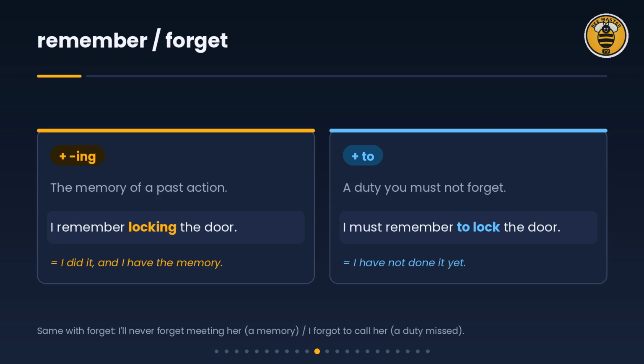Remember, plus ing means the memory of something you already did. I remember locking the door. That means I did lock it, and the picture is in my head. Remember, plus to means a duty in front of you. I must remember to lock the door. That means I have not locked it yet. Forget works the same way in reverse. I will never forget meeting her is a memory. I forgot to call her is a duty I missed.